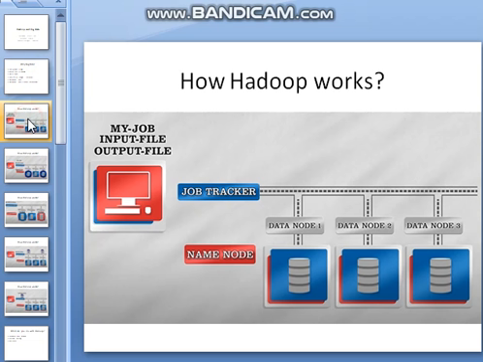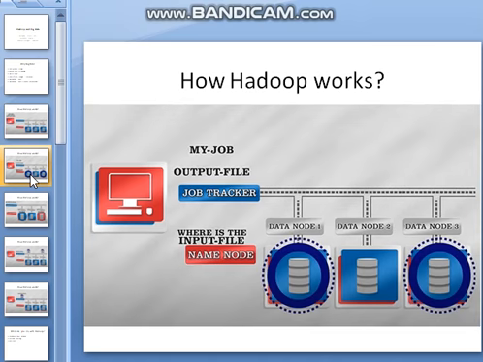Now I'm going to talk about how Hadoop works. This is a basic example and a small architecture to help you understand. I have a system with an input file, a job tracker, and several different nodes. Those are data nodes, where the data are stored, and those are name nodes.